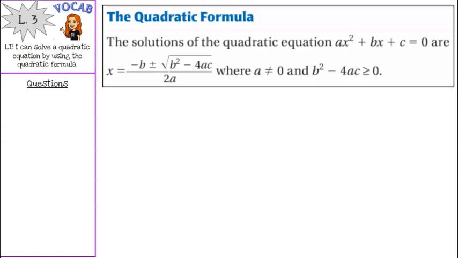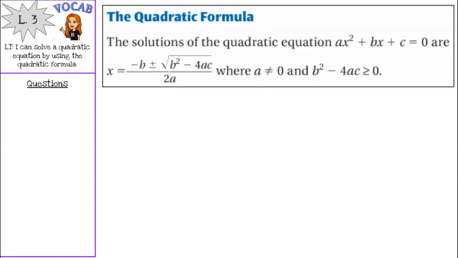The solutions of the quadratic equation ax squared plus bx plus c equals 0 are x equals the opposite of b plus or minus the square root of b squared minus 4ac, all over 2a, where a does not equal 0 and b squared minus 4ac is greater than or equal to 0.